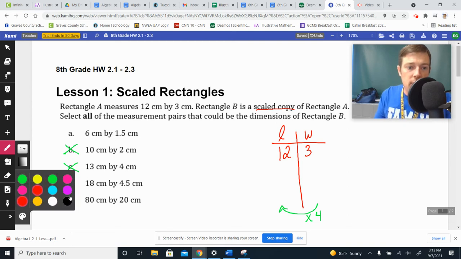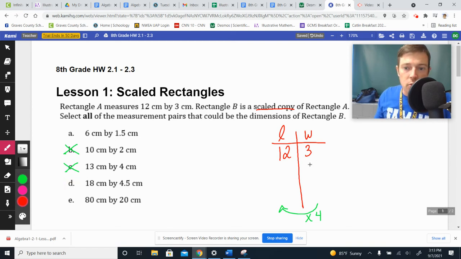Let's do one that doesn't have decimals, and let's look at E. If the width was 20, could we multiply that by 4 and get 80? Well, 20, 40, 60, 80. Yes, it takes 4 20s to make 80. So that one definitely is one that I want to select.